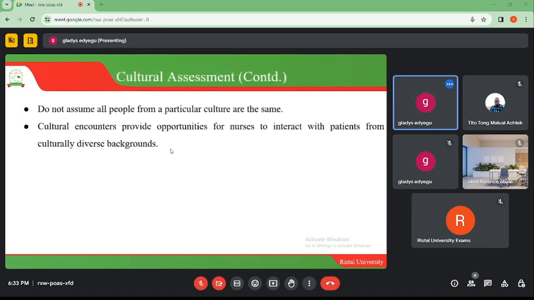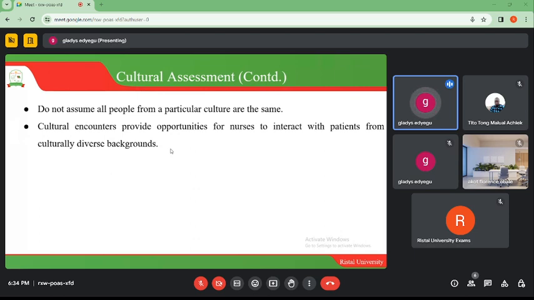So I want us to look at cultural assessment. In cultural assessment, what do we focus on? You do not have to assume all people from a particular culture are the same. So you can say this person is from this part of the country, and those people are this kind of people, they believe in this. And that's why we said when we are managing this patient or when we are doing health assessment, we should be client-centered, looking at an individual as an individual, not generalizing.